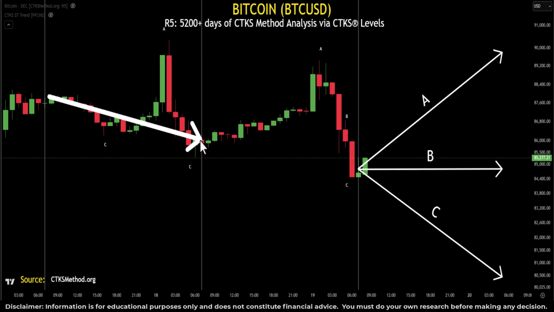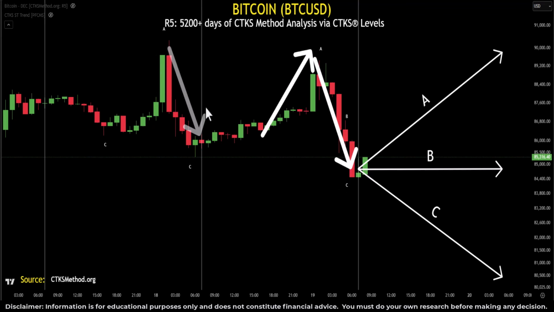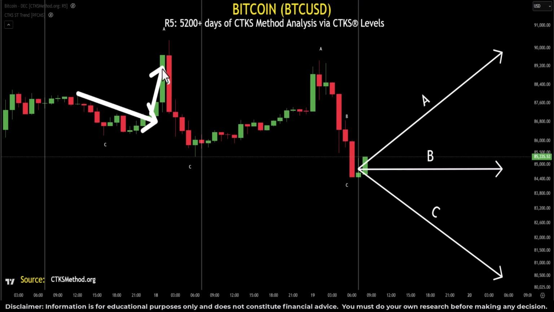Remember this, yes, it did go C, but it went A as well during the day. And a lot of people just look at a breakout like this and say, oh, I'm going to miss out, I need to just get in, and the trade turns against them. It's very important to know where the structural levels are. With the CTKS method, we never trade with emotion.